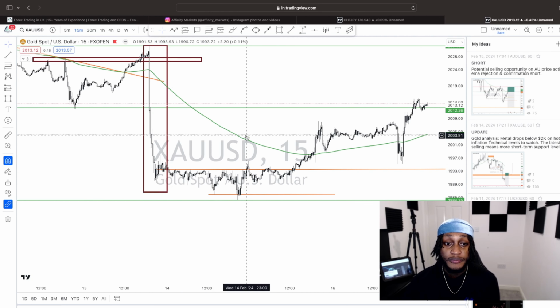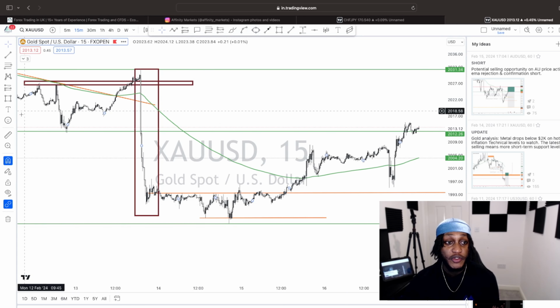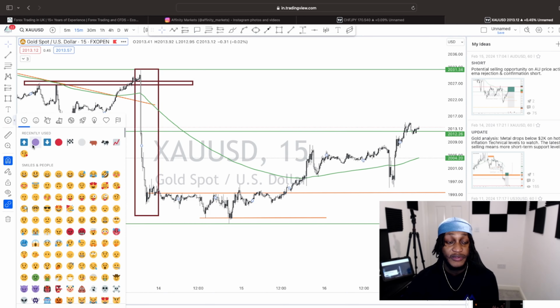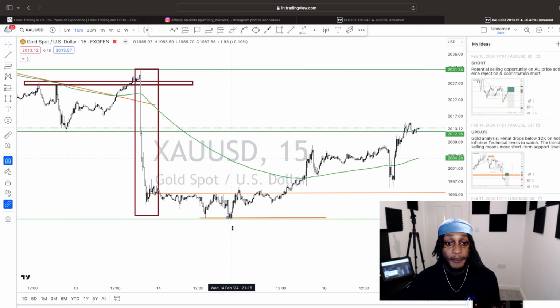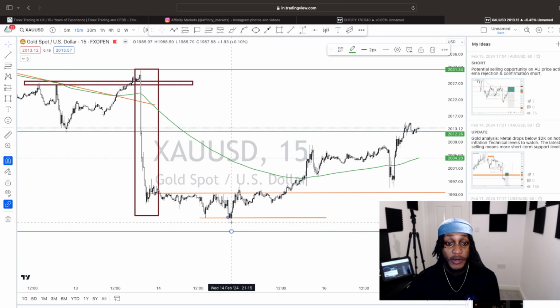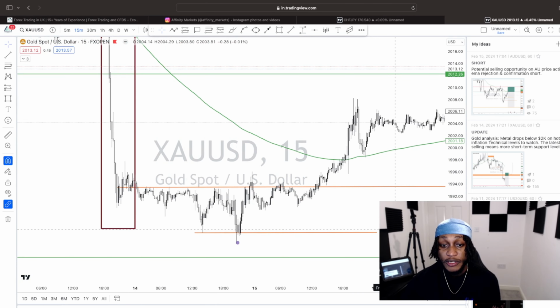So price came back down, we started consolidating, and we created this low point. Now you've got to focus on your low point, and this is very easy, traders. Look at your low point and see what the market is showing you. If you focus on this area, you can see price did come back down to this low point, just around, let me tell you, 1984.30.